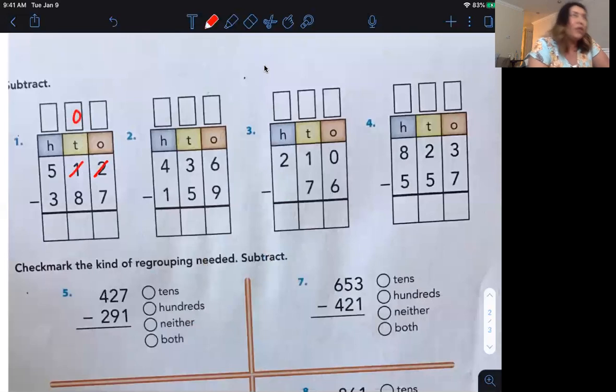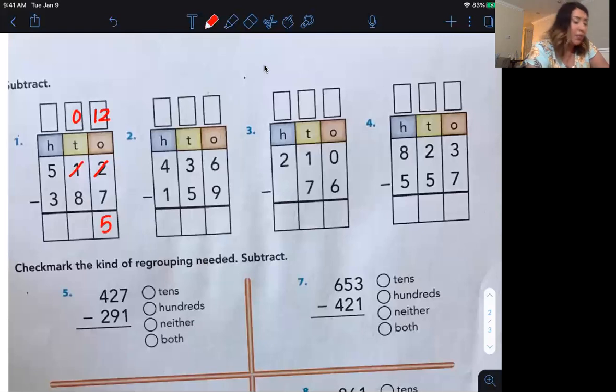1 becomes 0, because if I have 1, I'm taking it away to give it to the ones group. I'm taking that 10, that becomes 0, and my 2 becomes 12. Okay, 12 take away 7 is 5. Uh-oh, 0 take away 8. Interesting. Can I do it?